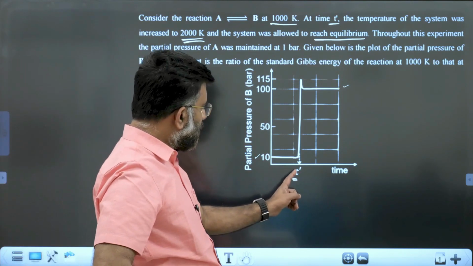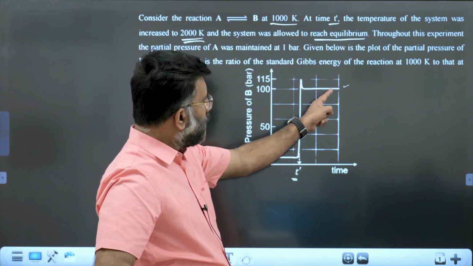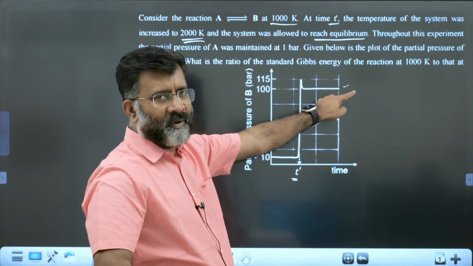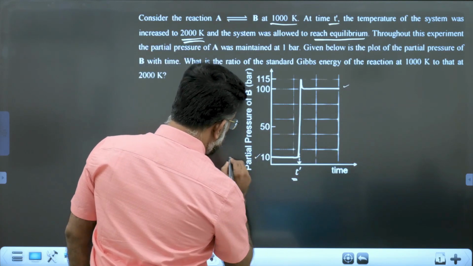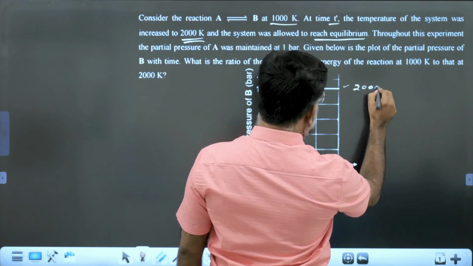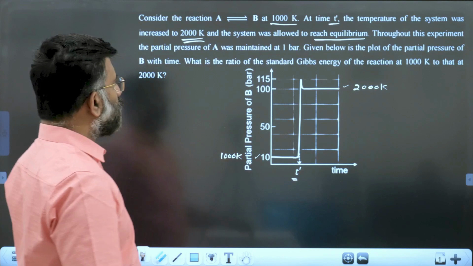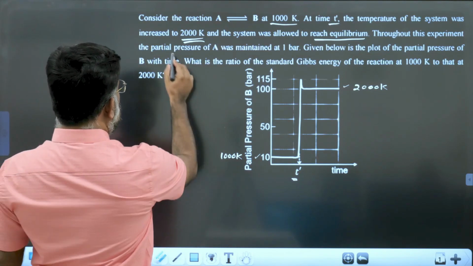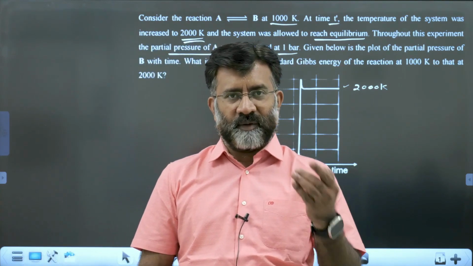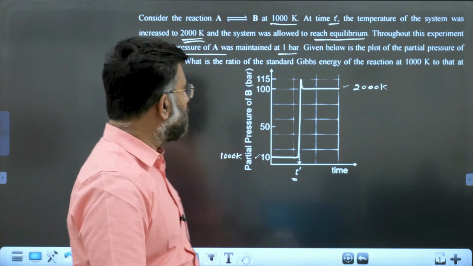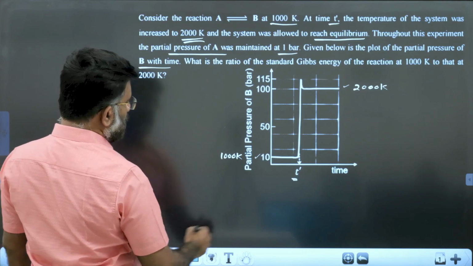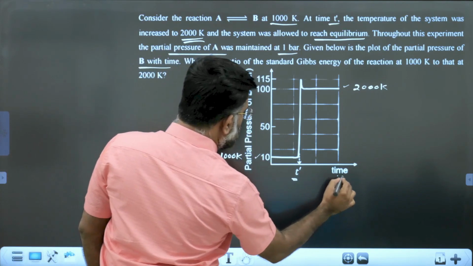At T dash, the temperature is raised and it attains a new equilibrium. So this is the 1000 Kelvin equilibrium and this is the 2000 Kelvin equilibrium. Throughout this experiment, the partial pressure of A is maintained at 1 bar. So whether it is the first equilibrium or the second equilibrium, the partial pressure of A is maintained at 1 bar. Given below is the plot of the partial pressure of B with time.